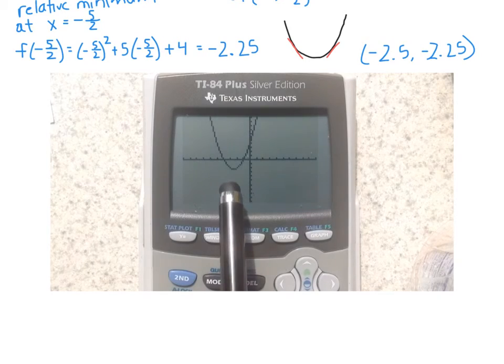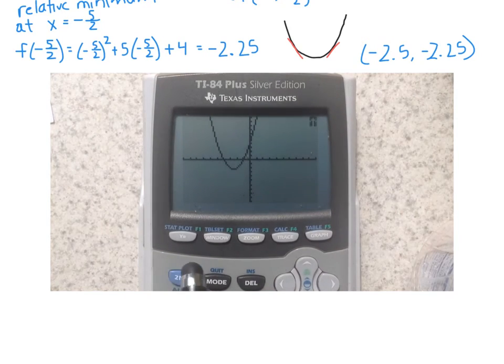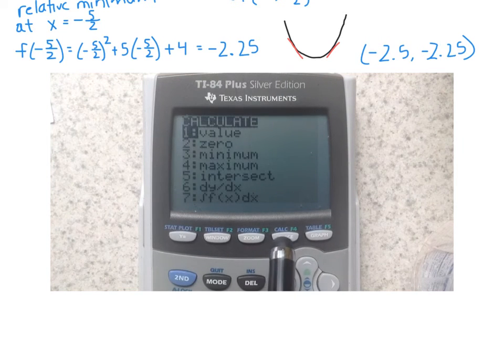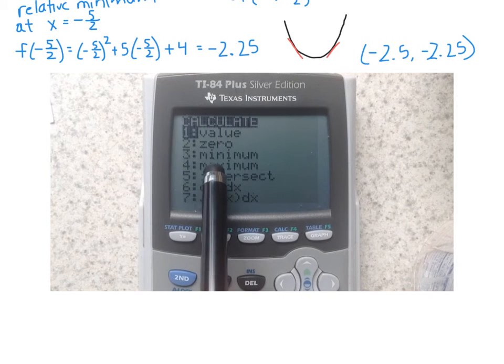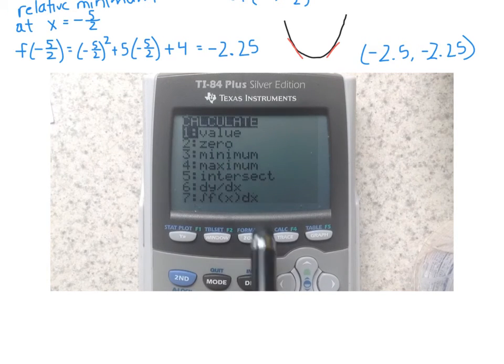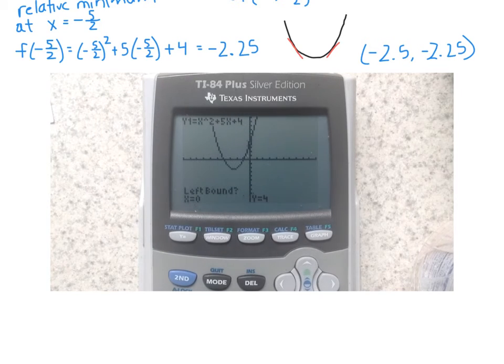Now to double check our minimum value and make sure that's correct, what we can actually do is go to second and then hit trace, or the calc. We want second calc. And then we're going to go down to option 3, minimum, because we know our function has a minimum value. So I'm going to arrow down to 3, hit enter. It's asking for a left bound. So I'm going to use my arrows to move my cursor to the left side of that minimum. So I just keep moving to the left. Right now my cursor is to the left of that minimum, so I'm going to hit enter.